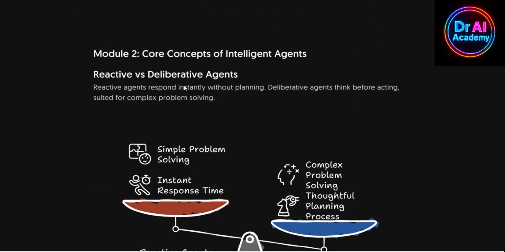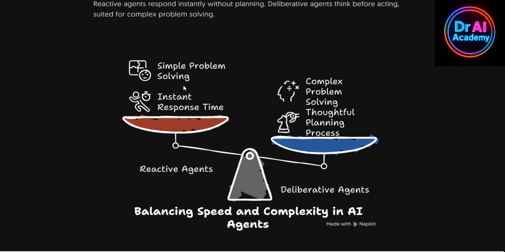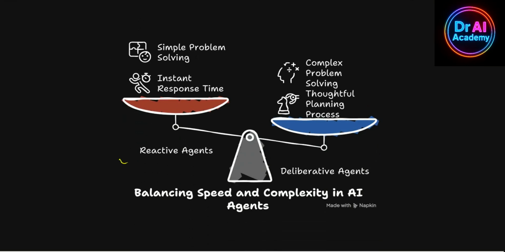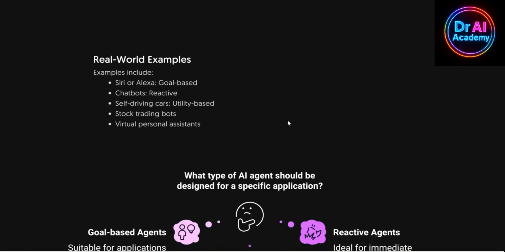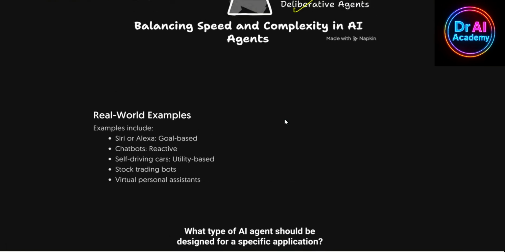Reactive versus deliberative agents. Another important distinction. Reactive agents respond instantly. They don't plan. They just act based on current input. Deliberative agents, on the other hand, take time to analyze, reason, and then act. For quick tasks, reactive works best. But for research, planning, and decision-making, deliberative wins.